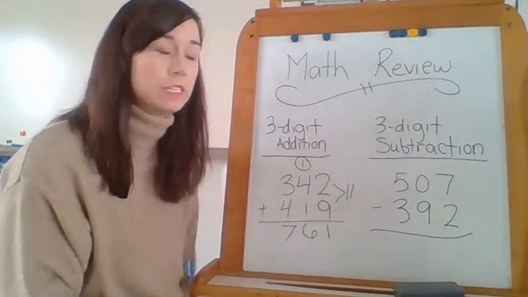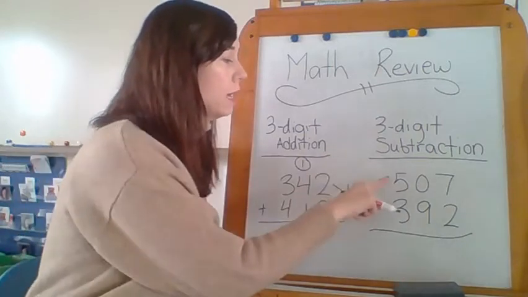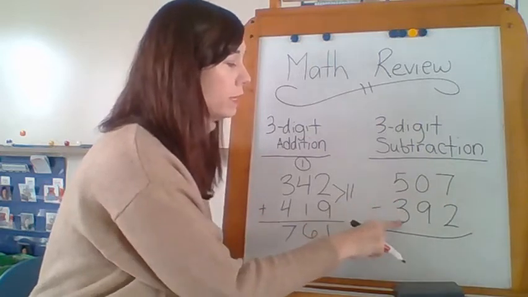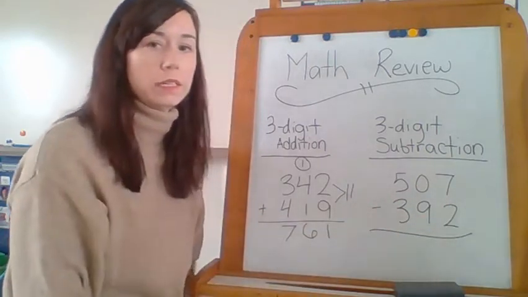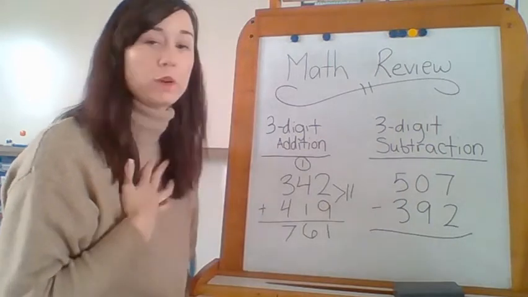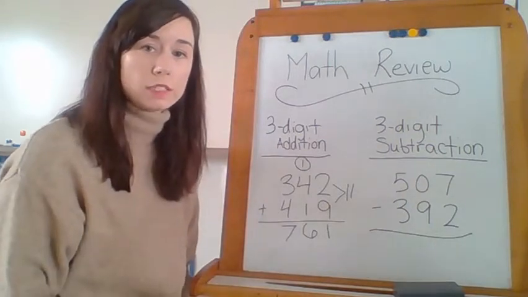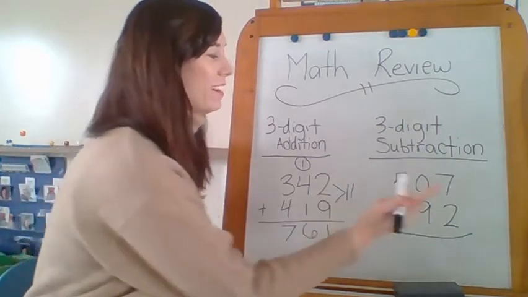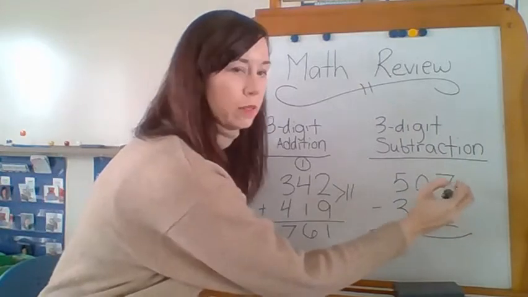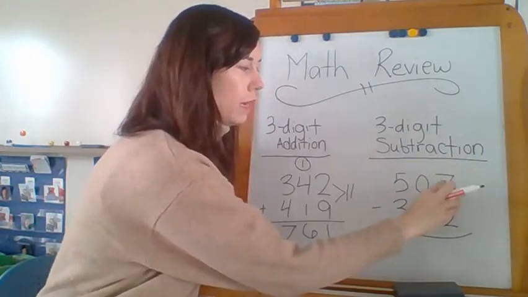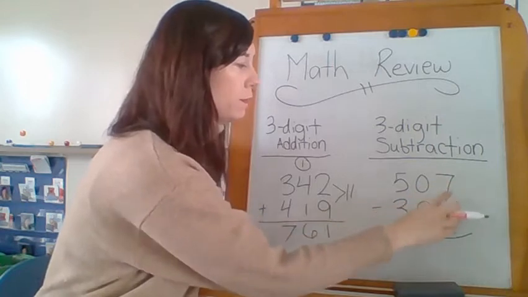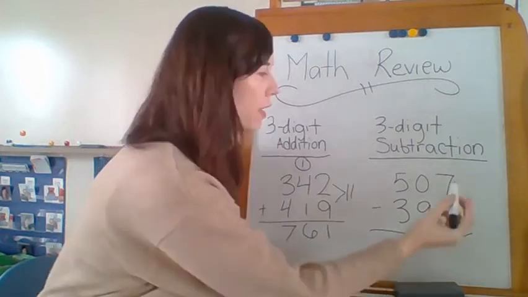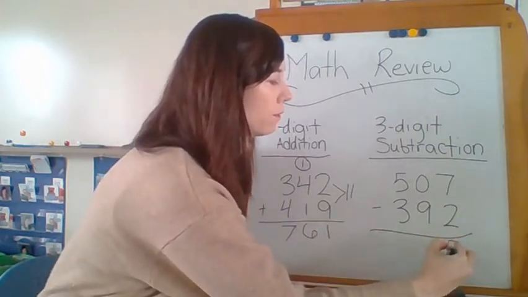All right, for a 3-digit subtraction problem, I have 507 minus 392. All right, so do you remember the term we use for 3-digit subtraction? If you said ungrouping, you're right. All right, so I'm going to start here always again with my ones column. And I'm going to ask myself, is 7 bigger than 2? It is. So I'm going to just solve that. 7 minus 2 is 5.